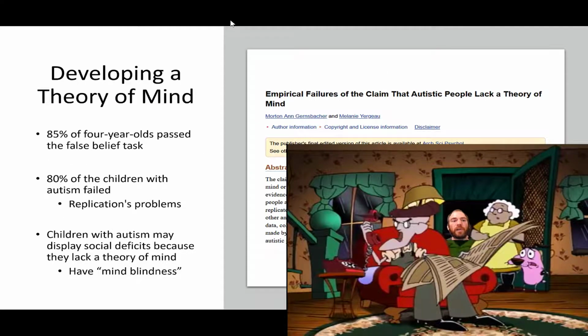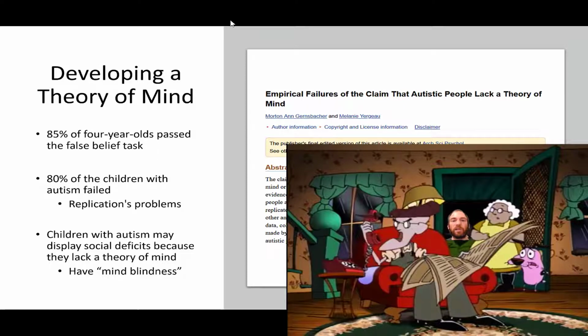So continuing on with developing a theory of mind, 85% of 4-year-olds passed the false belief task, while 80% of children with autism failed, though there are replication problems. Autistic children may display social deficits because they lack a theory of mind, have mind blindness. So this is the theory here. We have children who can pass this test, however, autistic children are unable to do so because they lack theory of mind.